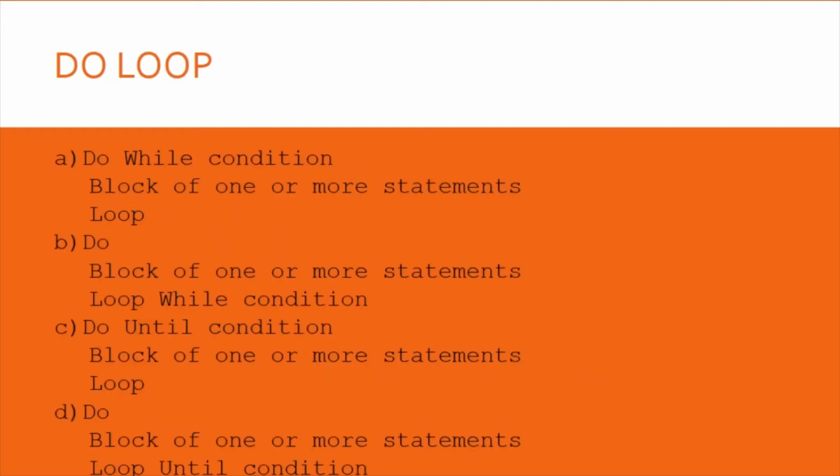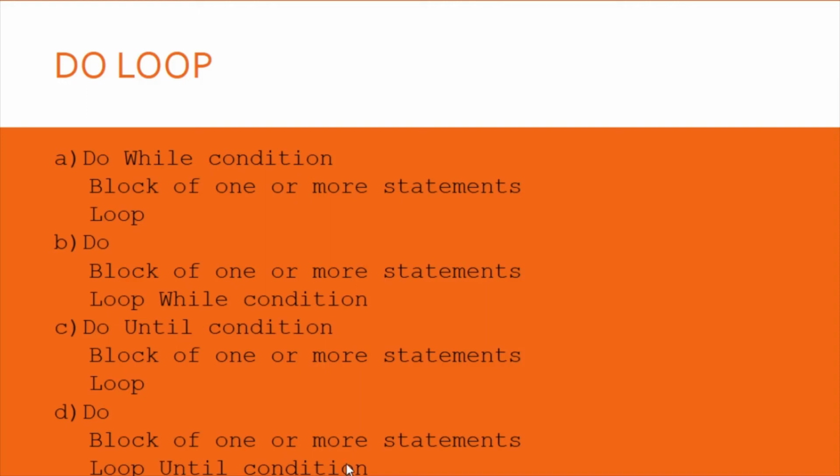Okay, the next one we have is the Do loop. In the Do loop, we have Do While condition, and then we have a block of statements, and then we have the Loop statement. So we have the keyword Do While, followed by the condition, and then the statement inside the body, and then Loop. The second one, we have Do, and then a block of statements, Loop While condition. The next one we have Do Until condition, followed by the statements and then Loop, and then we have Do, block of statements, Loop Until condition.